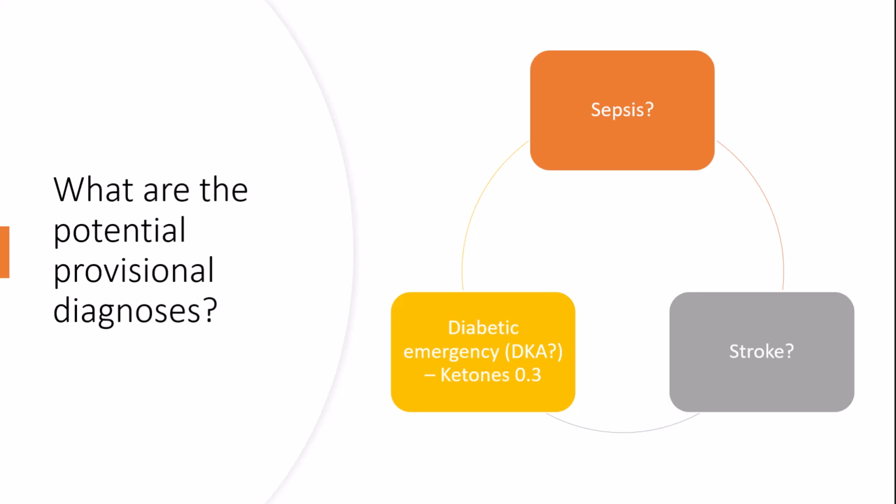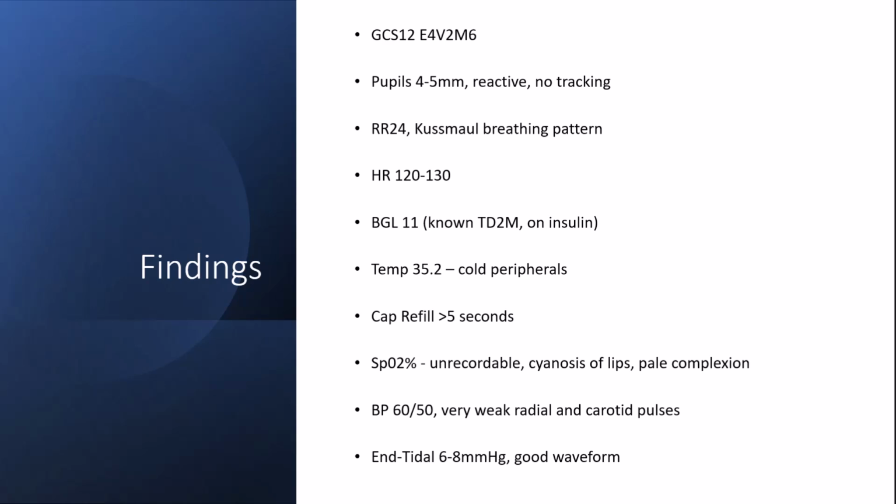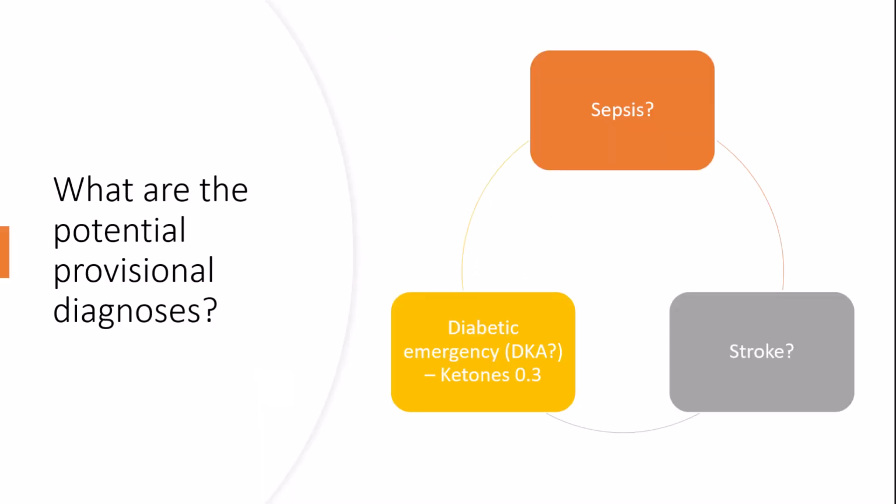But the history and the observations lead more towards a septic pathway because stroke doesn't necessarily explain why the blood pressure is so low and why the patient is severely hypotensive with cold peripherals. It could explain the breathing pattern, but even then, a Kussmaul breathing pattern is more in line with something like diabetes or metabolic acidosis, while a hemorrhagic stroke or an ischemic stroke would cause something like a Cheyne-Stokes breathing pattern. So there wasn't too much supporting a stroke provisional, but more leaning towards either diabetic or sepsis.